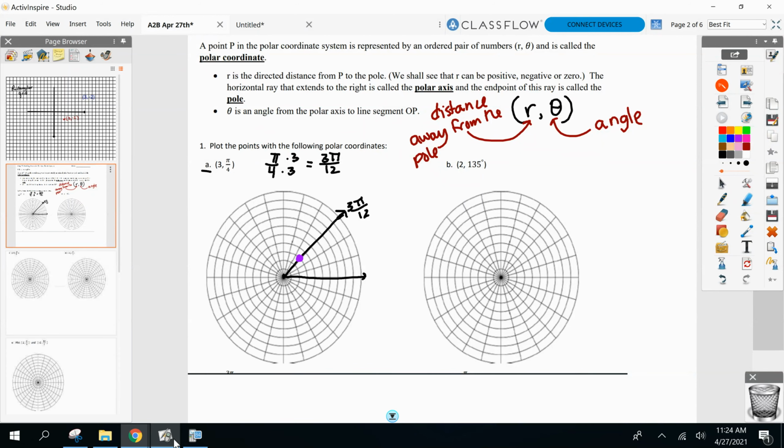No, we're good. All right, so we're going to plot again just to review this one. 3 was my R value, so I went 3 units away from the pole, and there's my point. Now, take a look at my graph here. I graph the angle. The angle is not needed when you graph a point. Again, the angle is not needed when you graph a point. Just the point is needed.